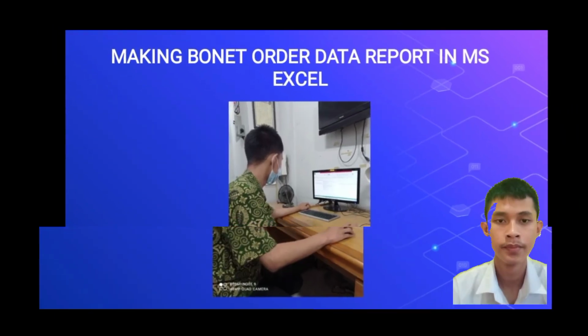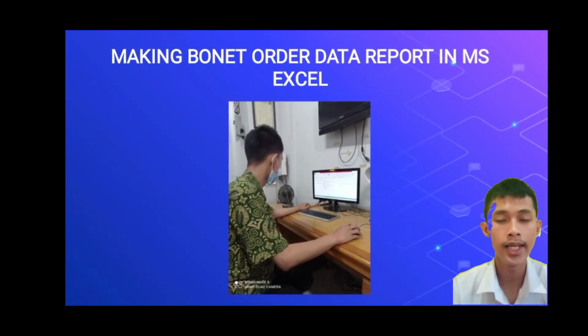Next, the fifth activity is making a Bonit order data report in Microsoft Excel. I was assigned to recap the activity and expired PT Bonit Utama domain orders.